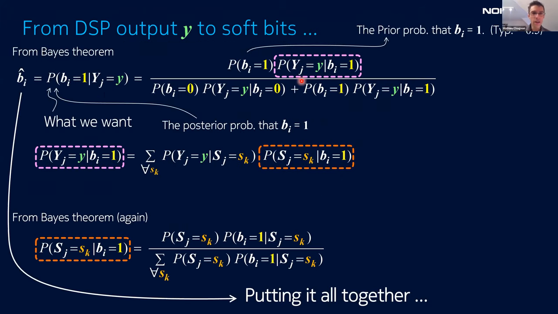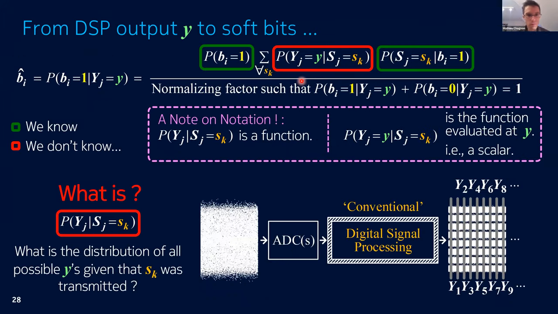And now that we have all these blocks, and again, I apologize if that's heavy, we can put all this together and finally get a quantity for what we're looking for, the posterior probability that the ith bit was a one, which gives us that equation. And as you can see, there's a normalizing factor again, such that, as we said earlier on, the sum of these two posteriors, that the ith bit transmitted was a one or a zero, must sum to one. And there are quantities that we know and quantities that we don't know.